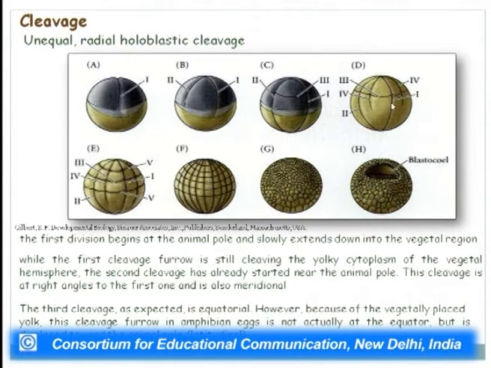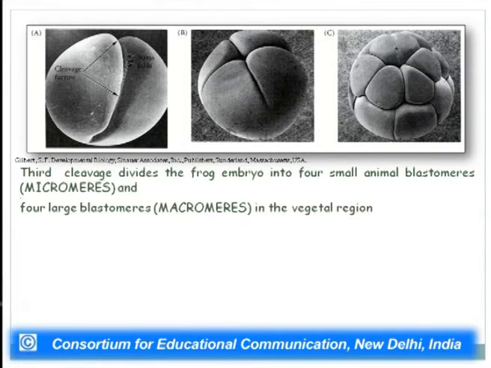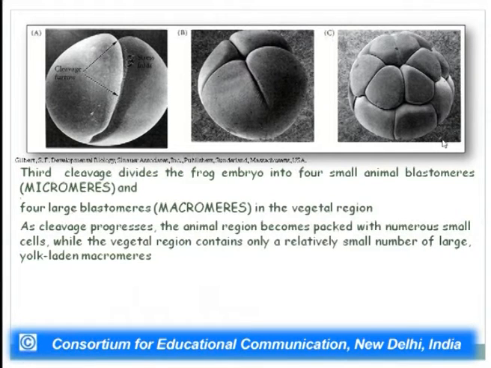The little ones in the animal hemisphere are termed as the micromeres, and the latter ones are termed as the macromeres. So, this will keep on happening, and you can see the third cleavage divides the frog embryo into 4 small micromeres and large vegetal region blastomeres, which are called the macromeres. So, they are highly yolk laden cells.